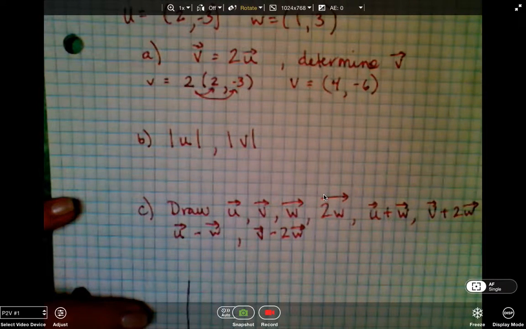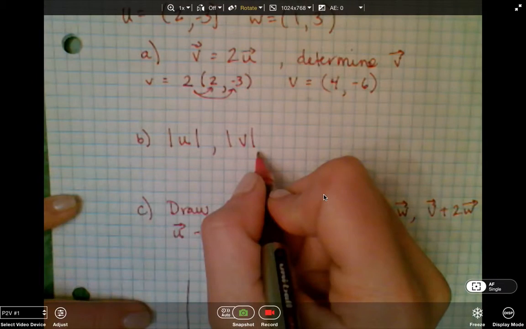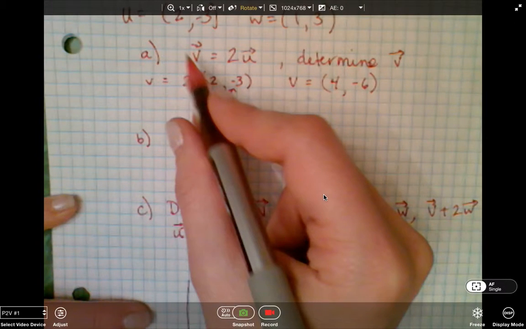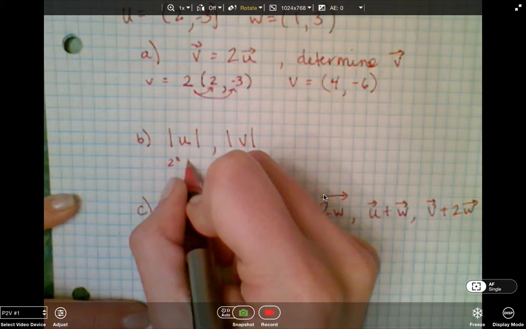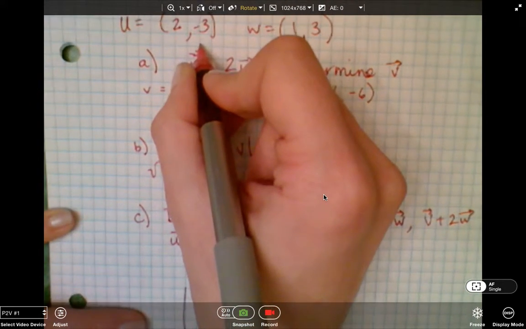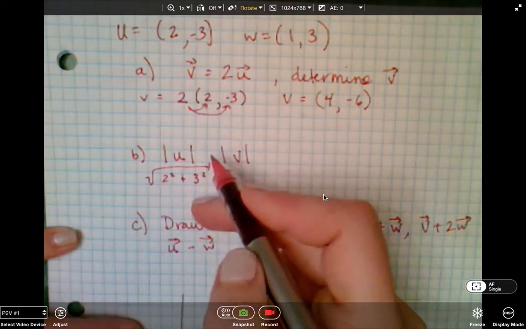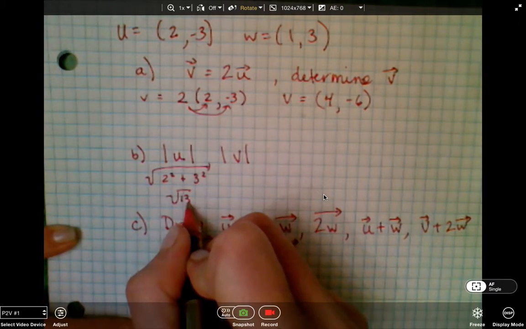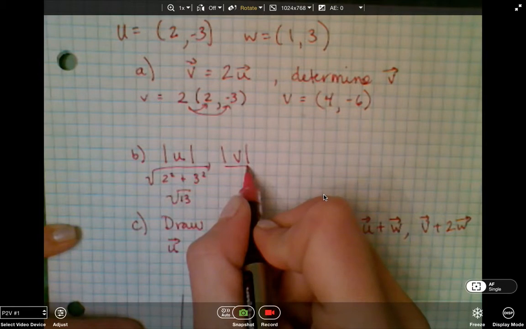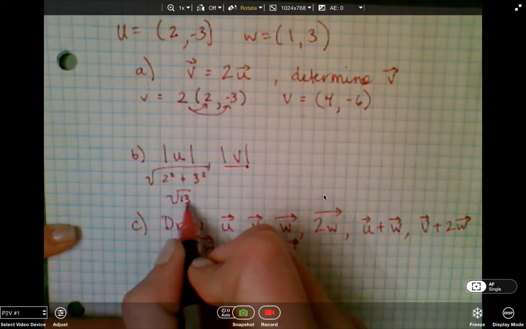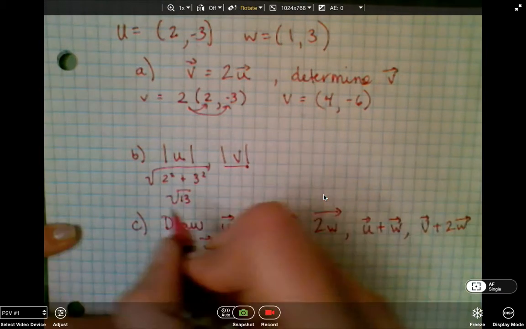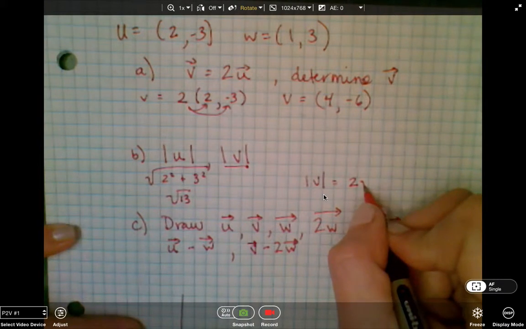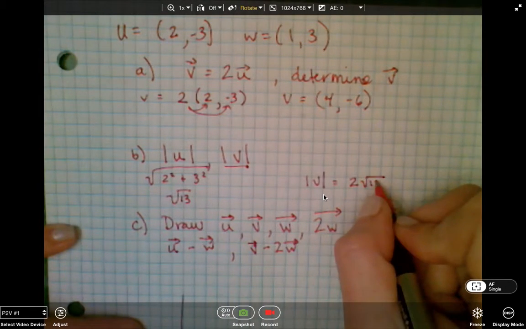Here we're going to be determining the magnitude of u and v. Well, the magnitude of u is going to be 2 squared plus 3 squared, square rooted, and since this is negative, I'm going to be squaring it anyway, so it doesn't really matter. I can ignore that. So 4 plus 9 gives us root 13. And since v is just twice as big as u, then the magnitude of v is going to be twice the magnitude of u.